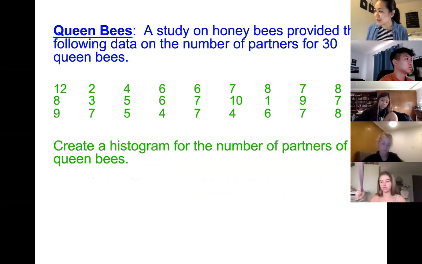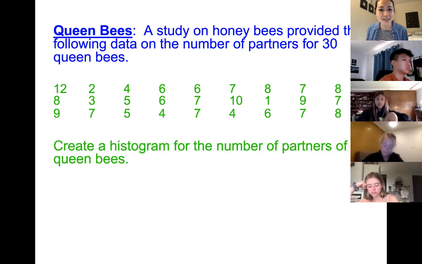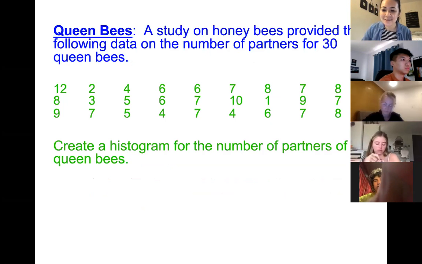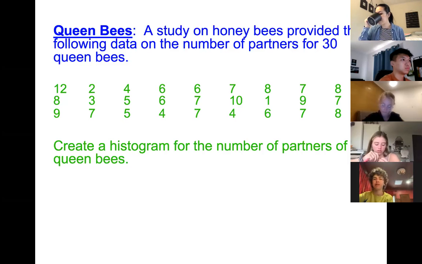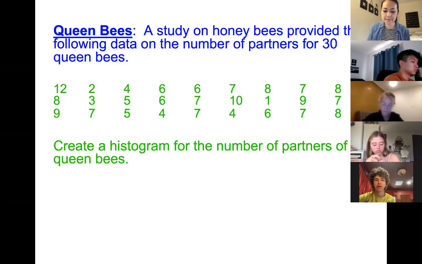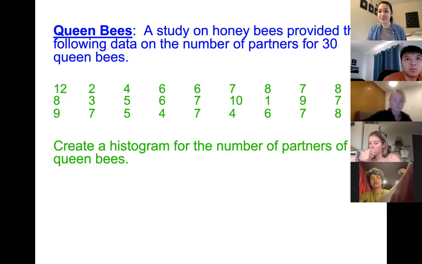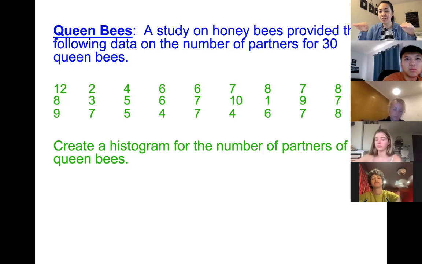All right. So, speaking of Beyonce's birthday, queen bees for our first example. Let me go ahead and have Nick read this one out for us. A study on honeybees provided the following data on the number of partners for 30 queen bees. Create a histogram for the number of partners of the queen bees. Awesome. Thanks, Nick.